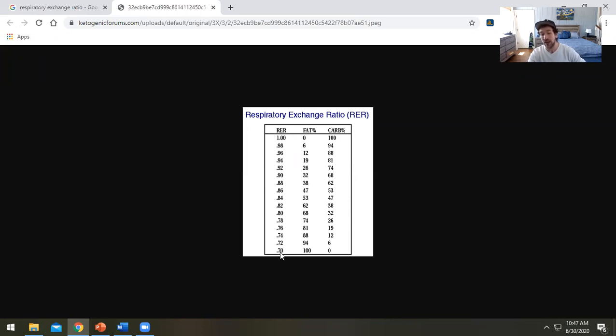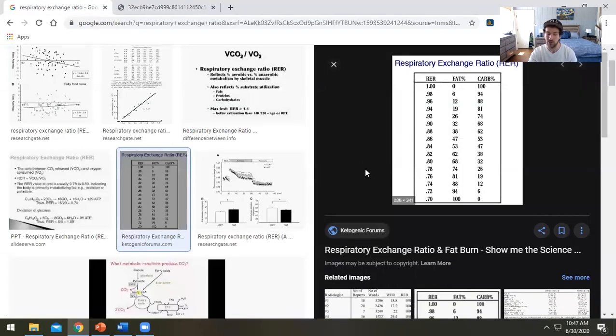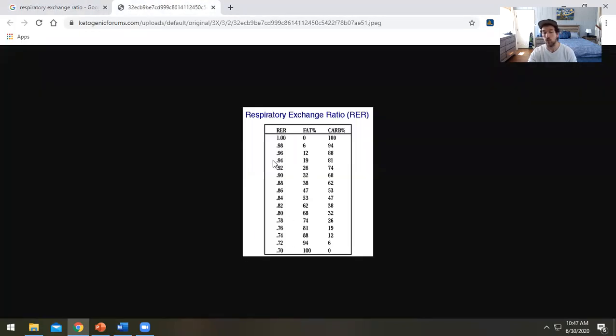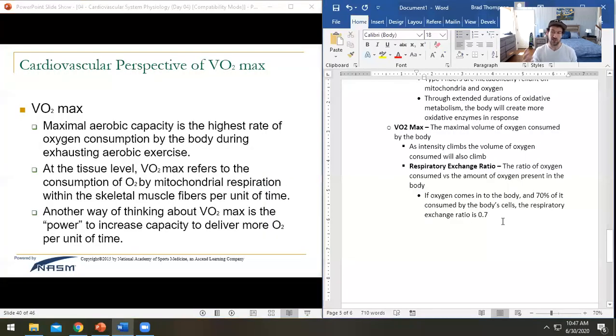So when you're at rest, you're at a respiratory exchange ratio of 0.7. And when you're at work, you're at a respiratory exchange ratio of 1.0. You're always in some blend in between those two, right? And that's showing you what's producing ATP. So if you bring in 100 units of oxygen and your body uses up all of them, your respiratory exchange ratio is 1.0.